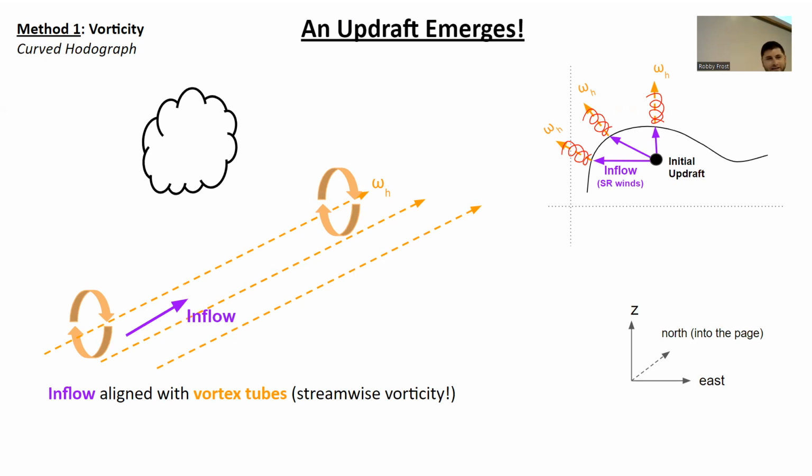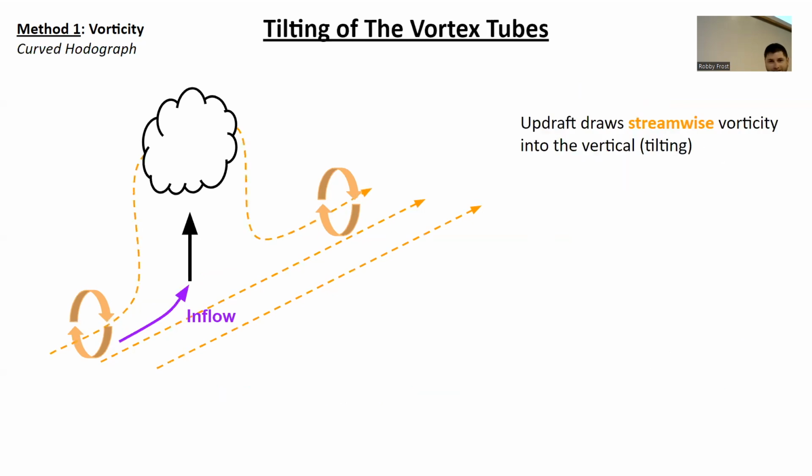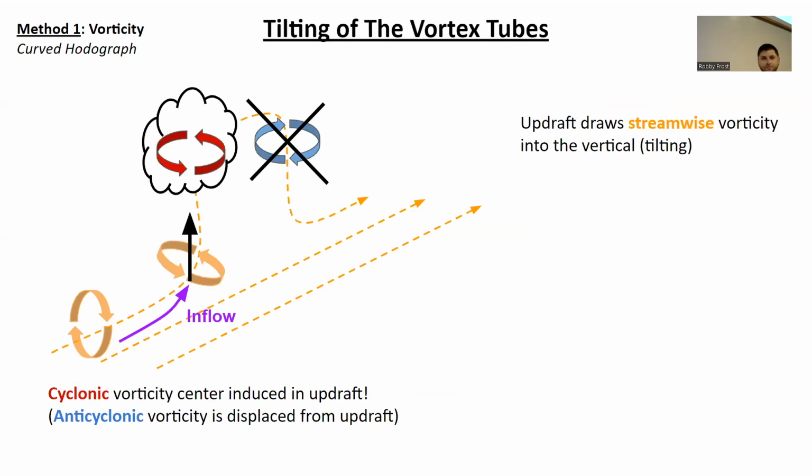That's streamwise vorticity. So when we get that tilting, what happens is the cyclonic vorticity is going to be centered on that initial updraft immediately. A way to think of that is that inflow became helical before it even got tilted into the vertical. So cyclonic vorticity centered on the initial updraft, anticyclonic vorticity displaced away from the updraft. We'll discuss that in part 2 of this, why that basically goes to die.